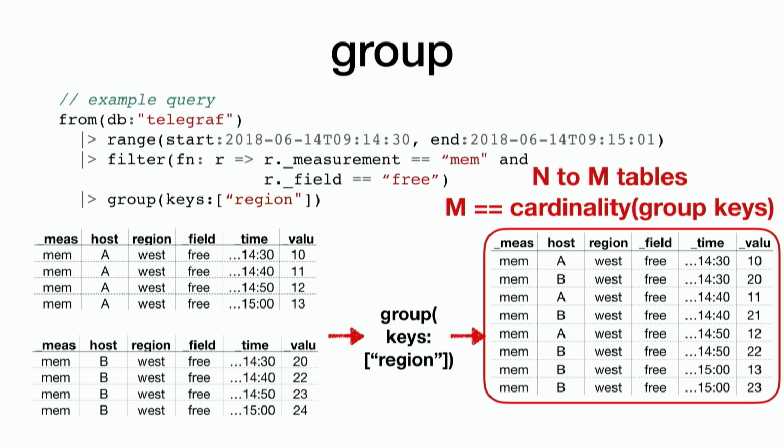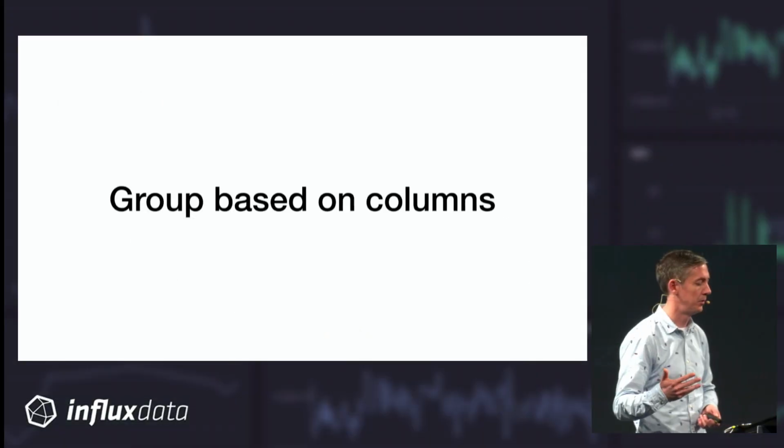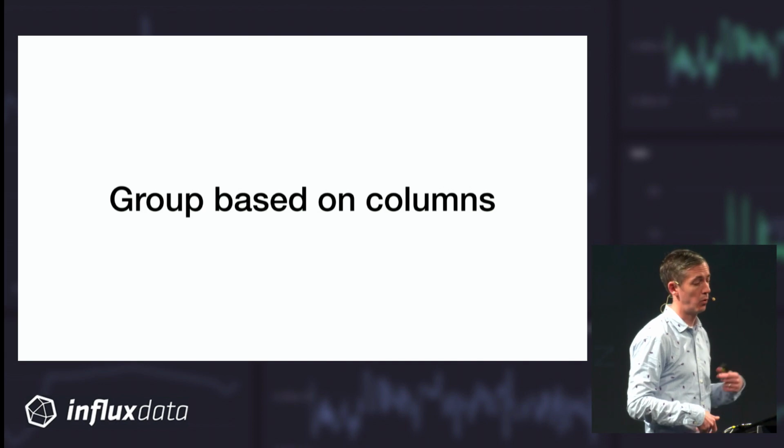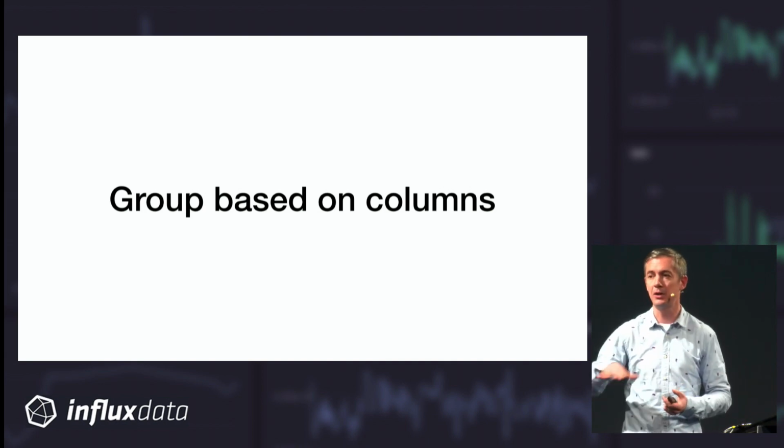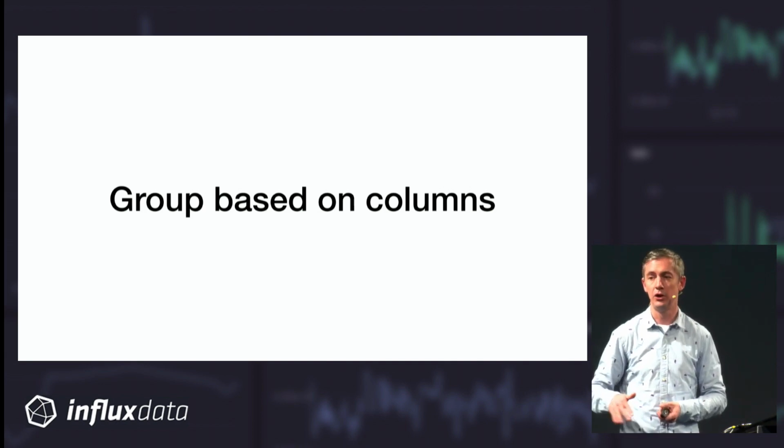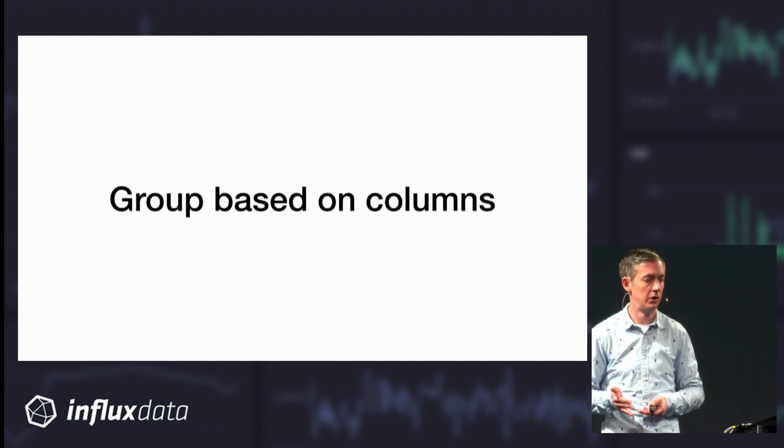So when we group, what we get is one output table. So there's an M-to-M mapping of tables where M is basically the cardinality of the group keys combined that you have. And you can group based on any kind of column, whether it's a tag key or a value or whatever. And that's something you can't currently do in InfluxQL. You can't group on a field value.